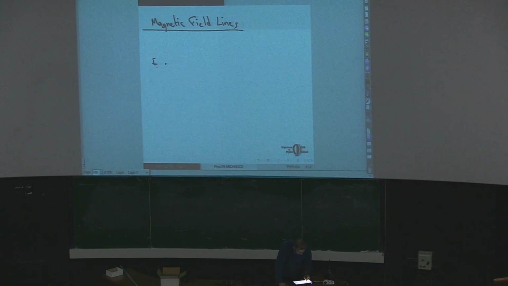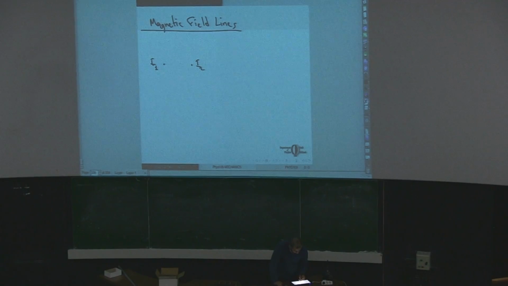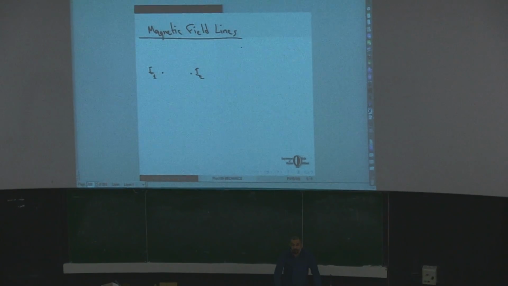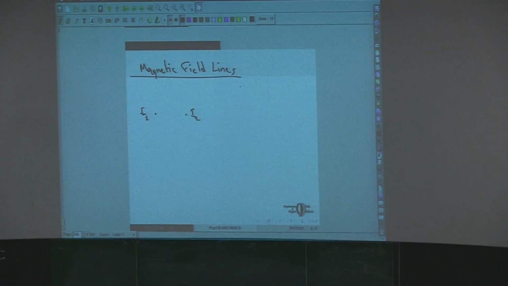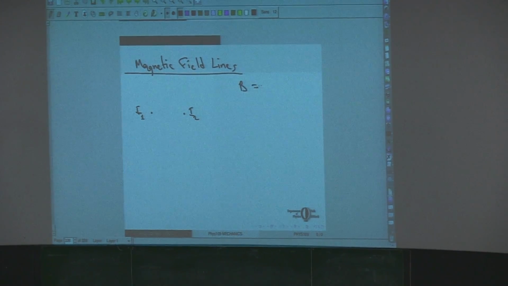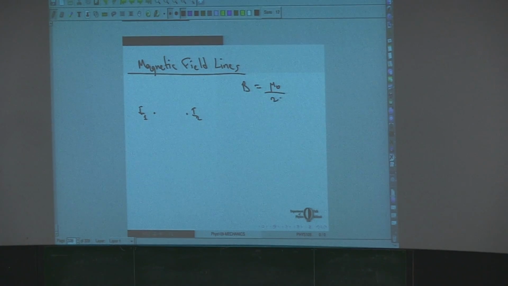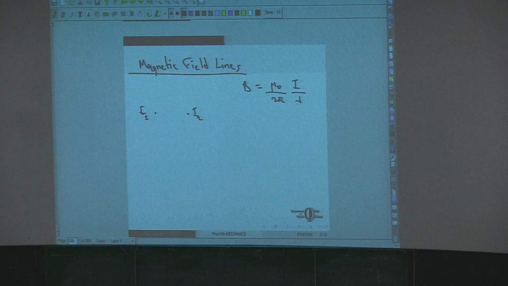Let's say we have this I1 and this I2. We also know that the magnetic field of a single infinitely long straight wire has magnitude mu0 over 2 pi, I over r, r being the distance from the wire. So you just take your point, draw a perpendicular line to your wire, and that distance is what we call the r.